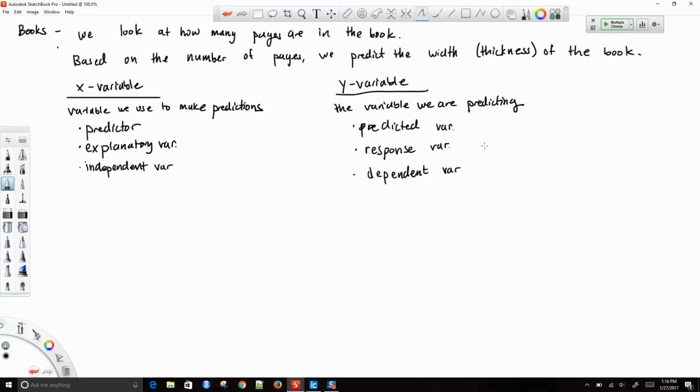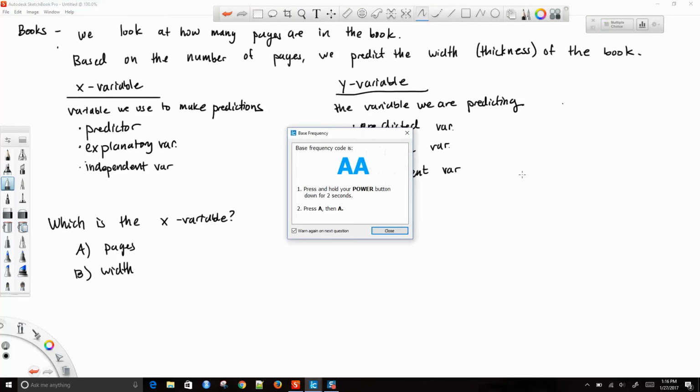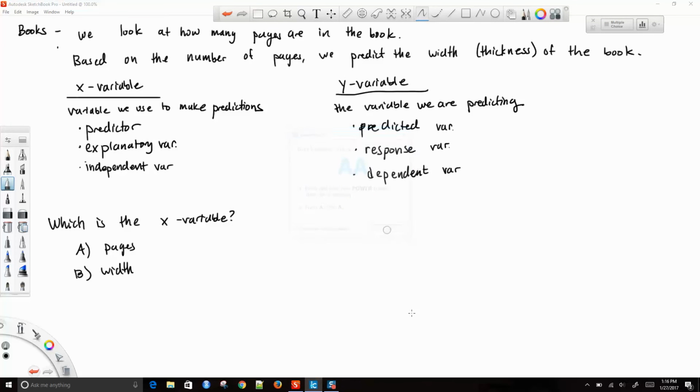Should I make a clicker question out of this? Sure, we'll give you an easy one. Okay, so we have two variables. One is the pages and one is the width. Okay, so I'm going to ask which is the x variable. A for pages, B for width. Okay, go ahead and click away.